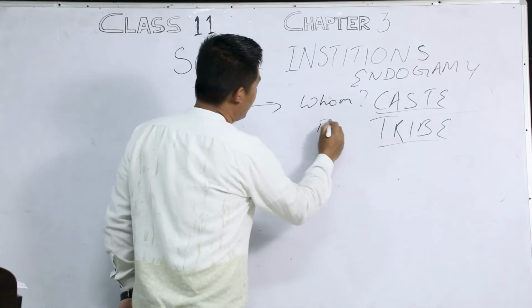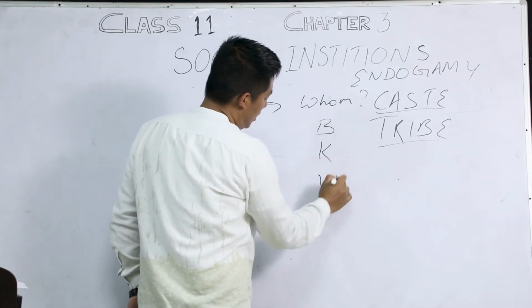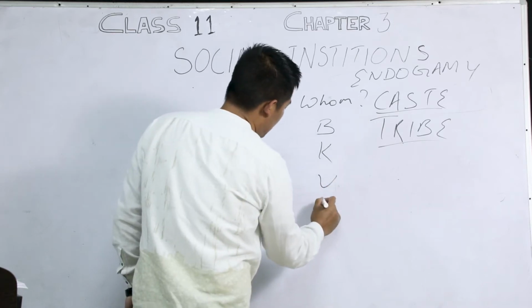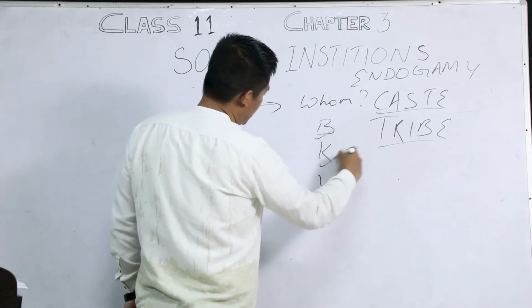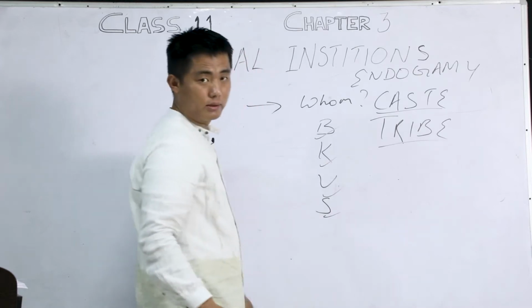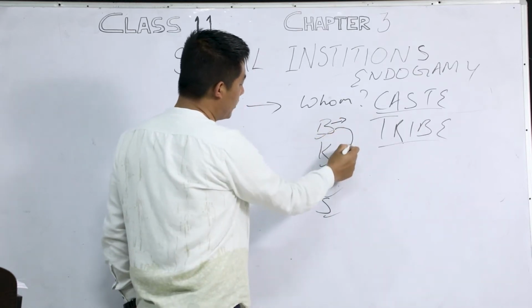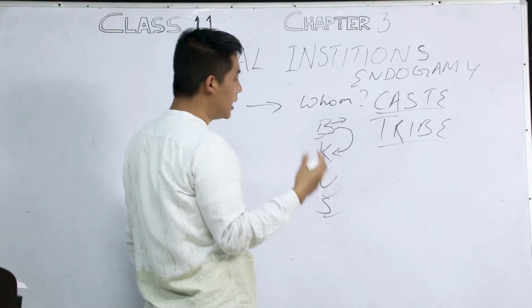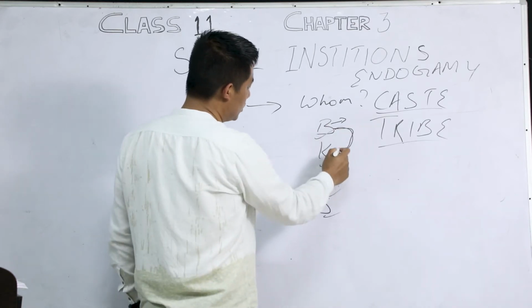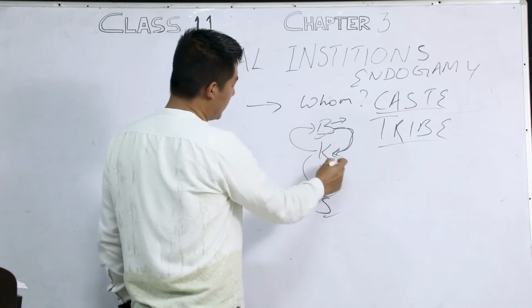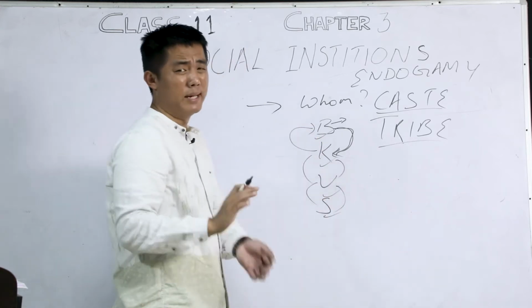For example, there are four divisions of caste: Brahmins, Kshatriyas, Vaishyas, and Shudras. A Brahmin can only marry a Brahmin. Traditionally it is forbidden for a Brahmin to marry a Kshatriya, and a Kshatriya cannot marry a Brahmin. Same thing with the other castes as well. They cannot intermarry.